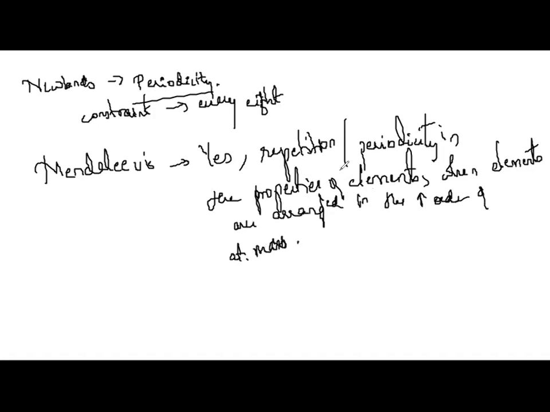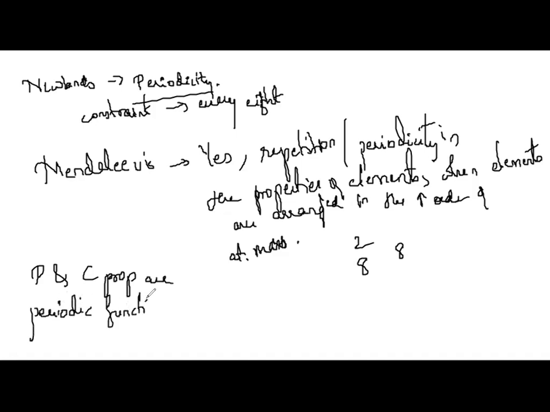But he said the repetition is not exactly at the eighth element. The repetition might be anywhere. The repetition might be exactly after two elements. The repetition might be after eight elements. The repetition again might be after eight elements. Understanding? So when you go on writing, what Mendeleev's law says is, the physical and chemical properties of elements are periodic functions.